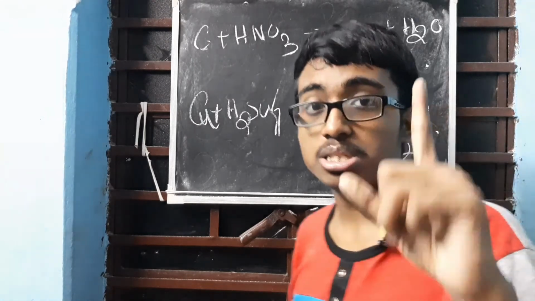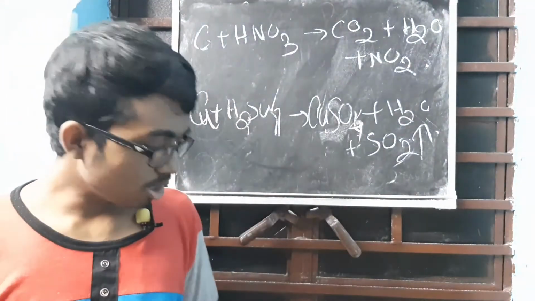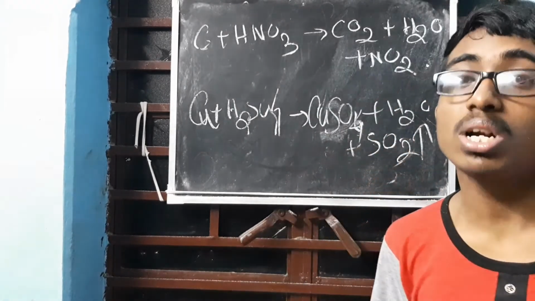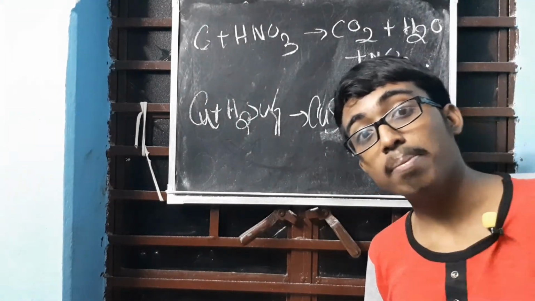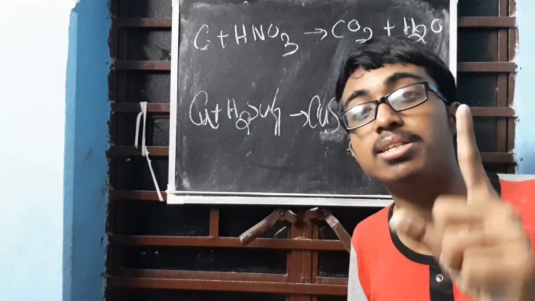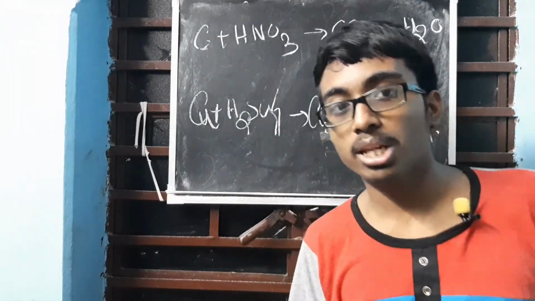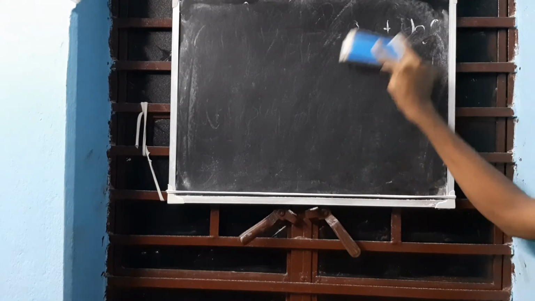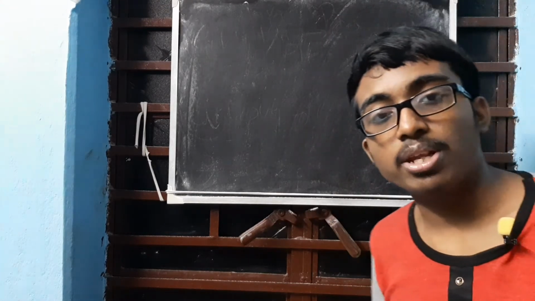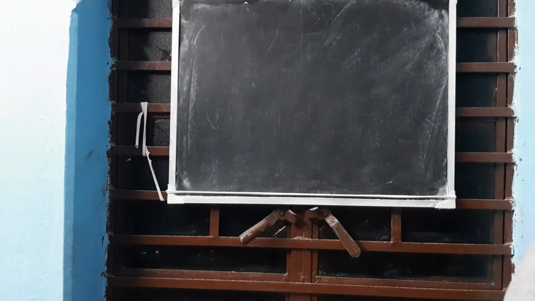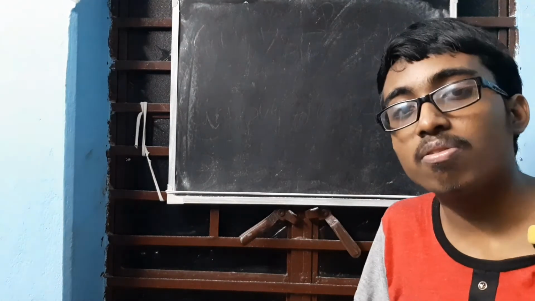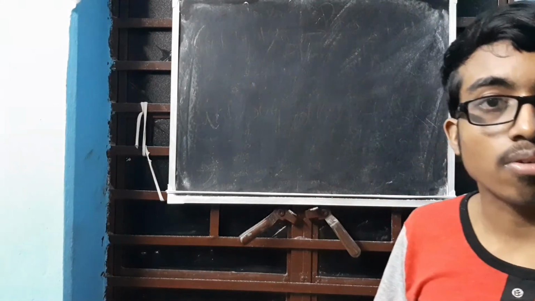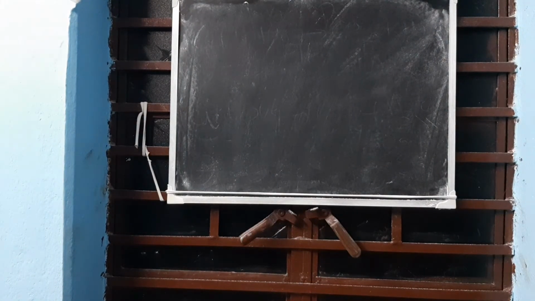Next important thing is dehydrating agent. You learned in class 9 that a dehydrating agent is something which will extract water from a substance, even chemically combined water. A drying agent will not remove chemically combined water. So concentrated sulfuric acid is a dehydrating agent. That is why, if sulfuric acid falls on your hand, blisters will form. Why? Because the water is extracted. That's the logic.